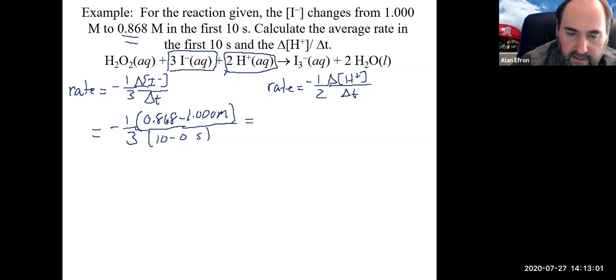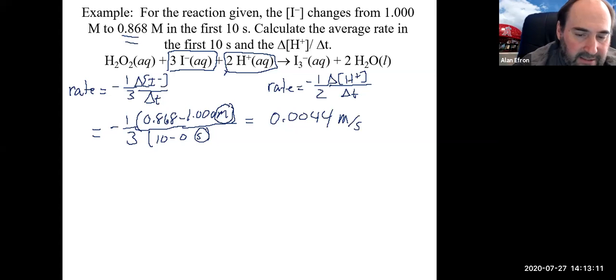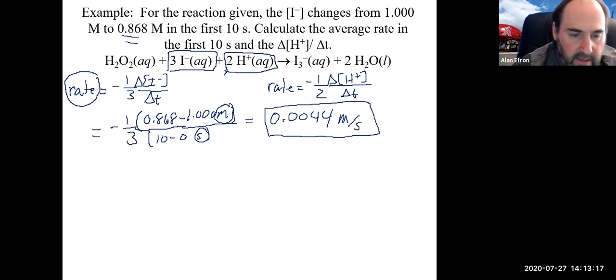And if you do that, you will end up with positive 0.0044. Units here are molarity up on top and seconds on the bottom, molarity per second. And this would equal the average rate, as we see here. Any questions on the first part of that calculation?